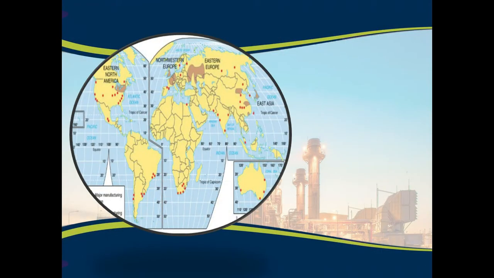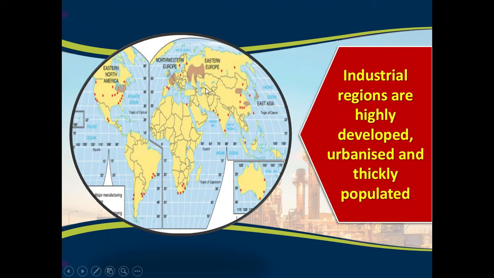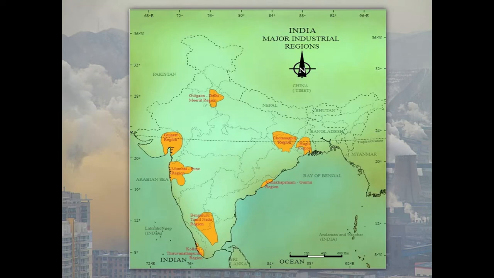And the worldwide industrial regions are highly developed, urbanized, and thickly populated, like eastern North America, northwestern Europe, and eastern Europe. So these are the major industrial regions worldwide. And next we will see about India.